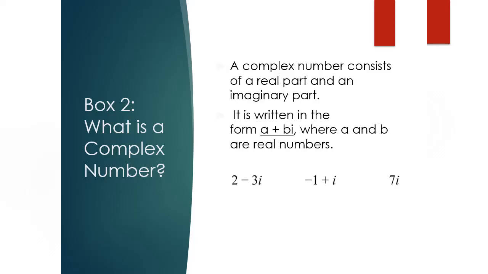Now, box 2. What is a complex number? Again, you can pick and choose what you want to write. If all you're like, I understand this, I just need to see the examples. So a complex number consists of a real part and an imaginary part. It's written as a plus bi, where a and b are both real numbers.